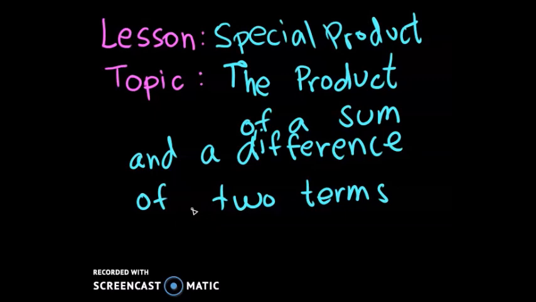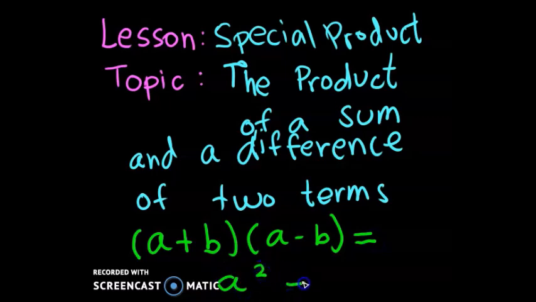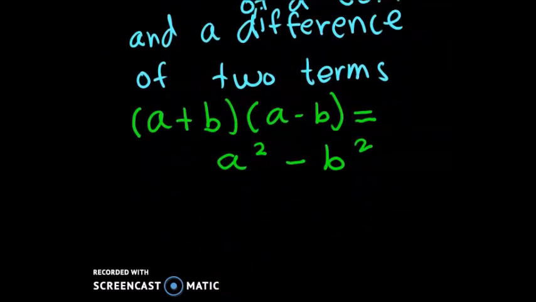Welcome to Mathfril. Today's lesson is all about special product, and our main topic is the product of a sum and difference of two terms. The formula for this is: given (a plus b) times (a minus b), our product will be a squared minus b squared. So this is our formula. Let's have our first example.